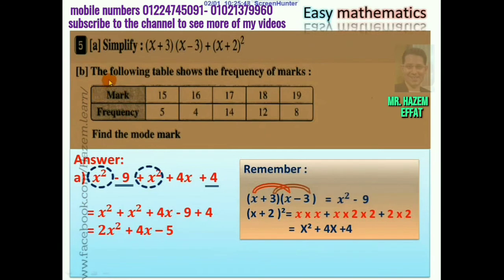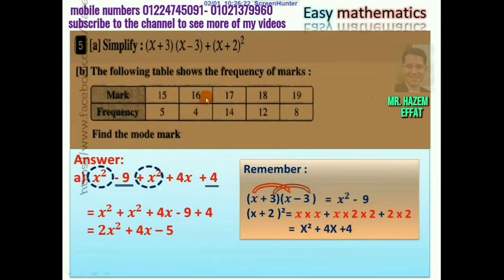Let's see how to solve letter B. This table shows some frequency marks of students, and they ask me to find the mode mark. How to find the mode mark? We must study this table very well to find the mode mark. The mark here is up and the frequency here down. What is the meaning of this frequency? It means the number of students who get 15 marks, the number equal 5. It means here 15 repeated 5 times.